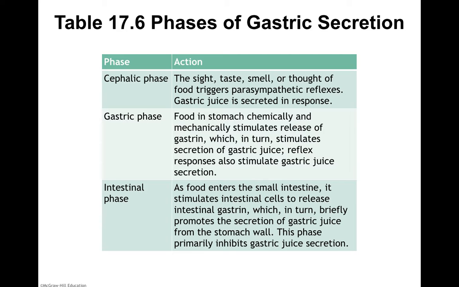The response we would get is secretion of gastric juices in anticipation. When the food gets into the stomach, it chemically and mechanically stimulates the release of gastrin, which in turn stimulates the secretion of gastric juices. Reflexive responses also occur that stimulate gastric juice secretion. As some of the food begins to enter the small intestines, it will stimulate the intestinal cells to release intestinal gastrin, and that in turn briefly promotes the secretion of gastric juice from the stomach wall. That phase primarily inhibits gastric juice secretion.